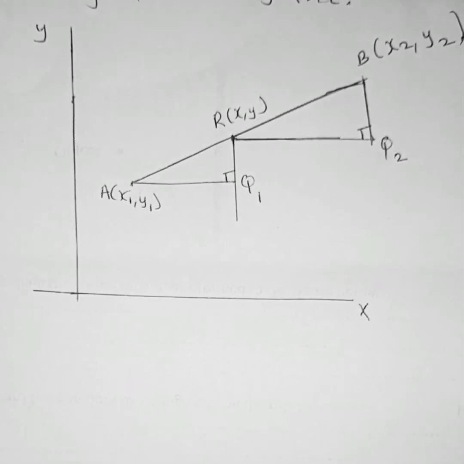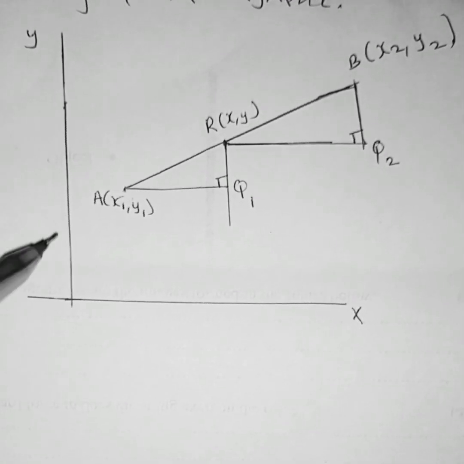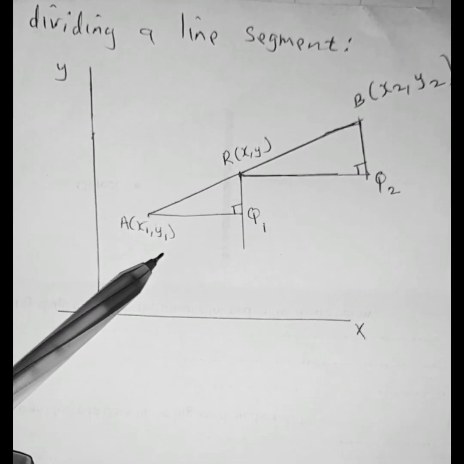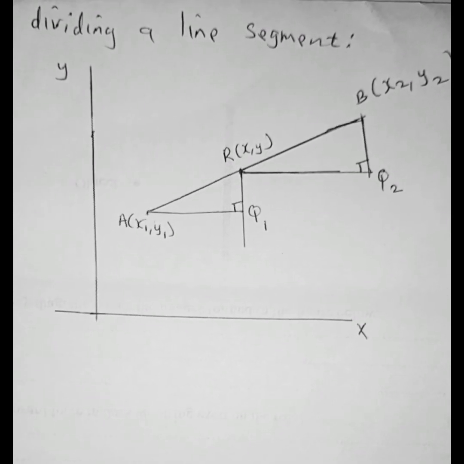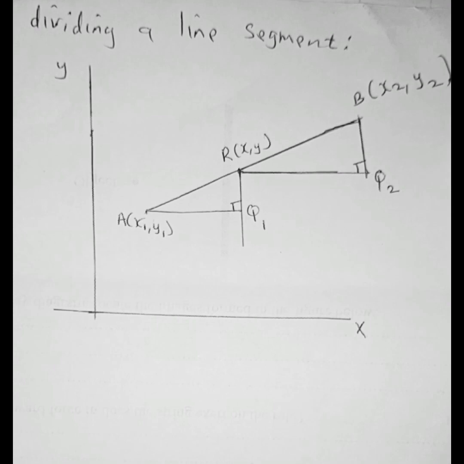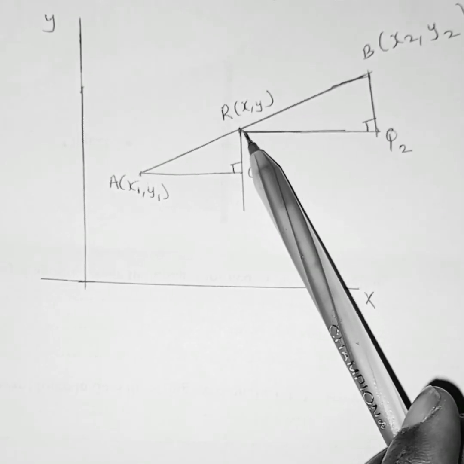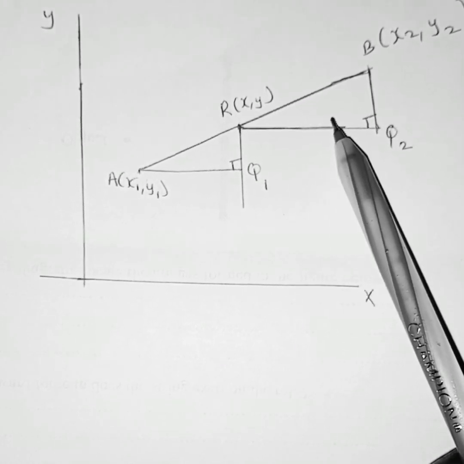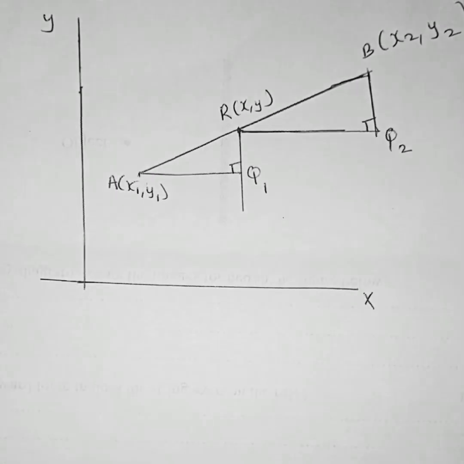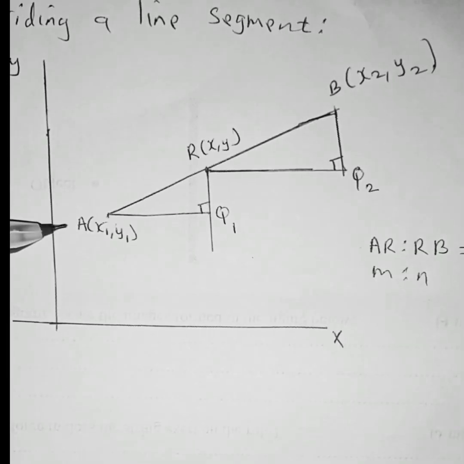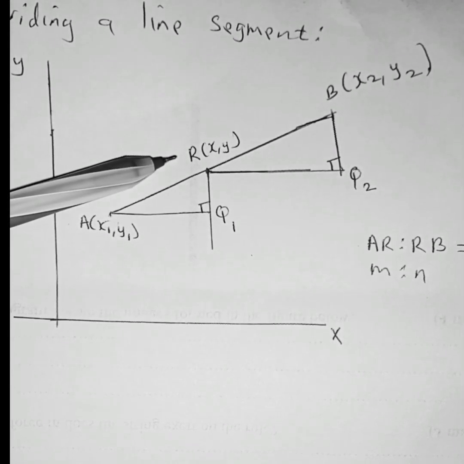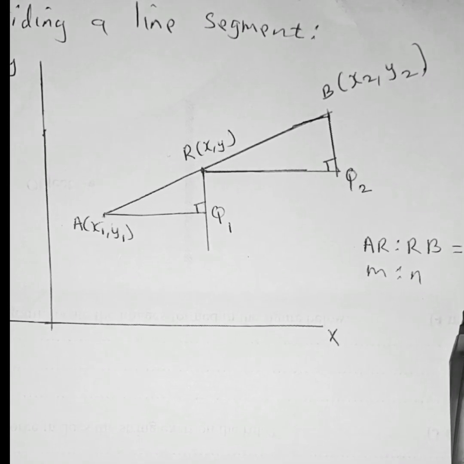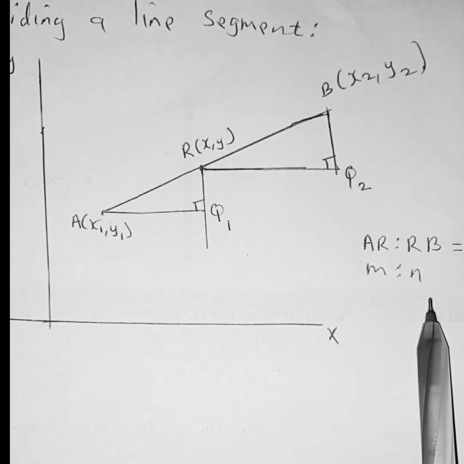In this case we are going to consider point A to be a general point which has coordinates x1, y1. Then point B has coordinates x2 and y2. Point R, which is (x, y), is any point between A and B such that the ratio from A to R and R to B is given by m is to n. So the objective is to obtain the coordinates of R.